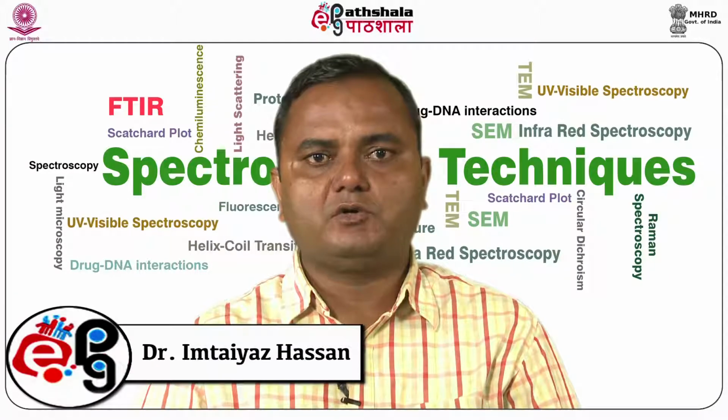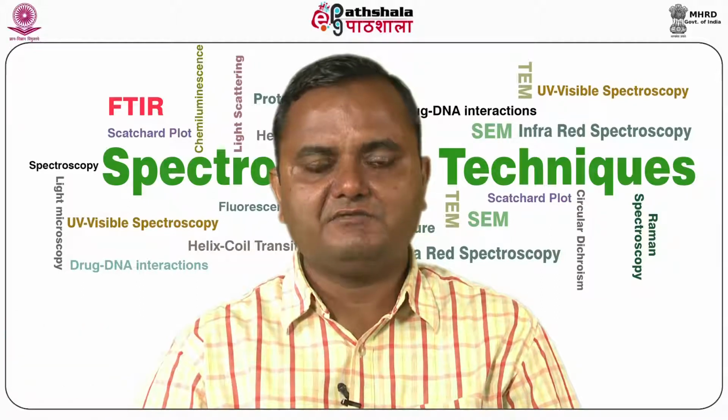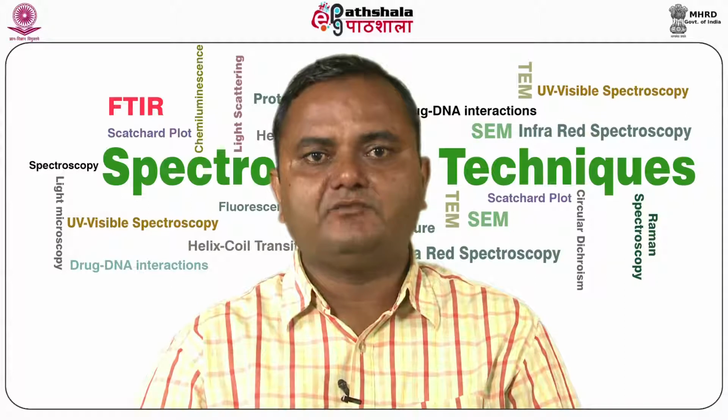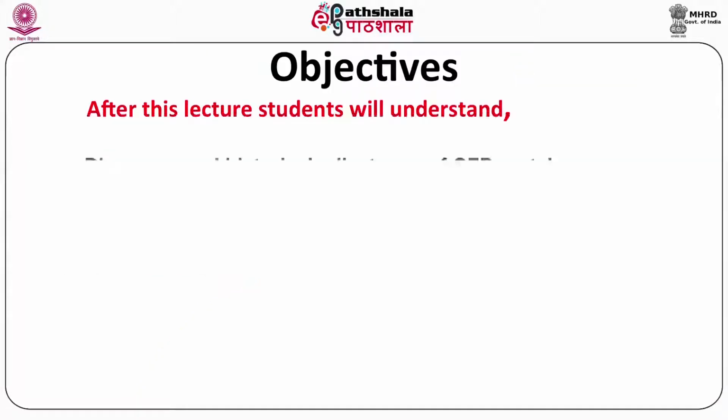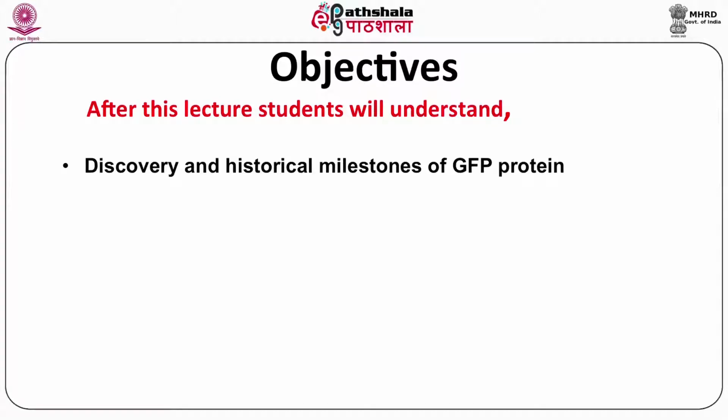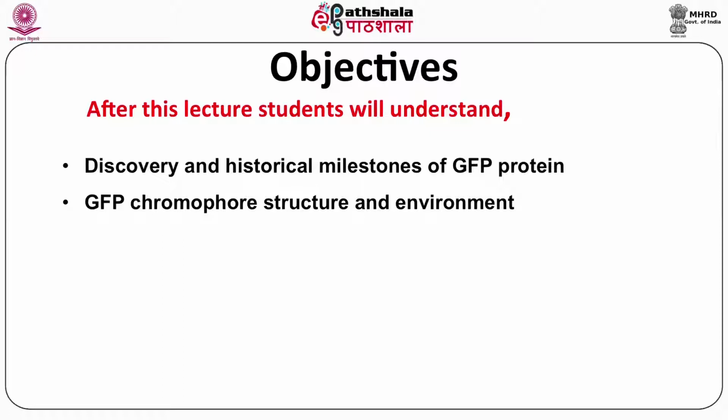Today we are going to talk on paper 10 Biophysics, in which we will discuss module 20, the green fluorescent protein. In this module we are going to discuss the discovery and historical milestones of green fluorescent protein. Then we will talk about the green fluorescent protein and its chromophore structure, especially with special attention towards the environment. Then we will discuss the mechanism of fluorescence of the green fluorescent protein.